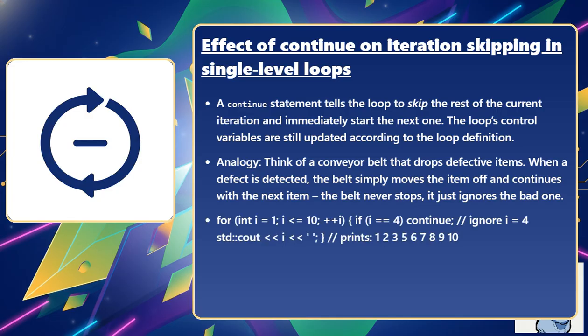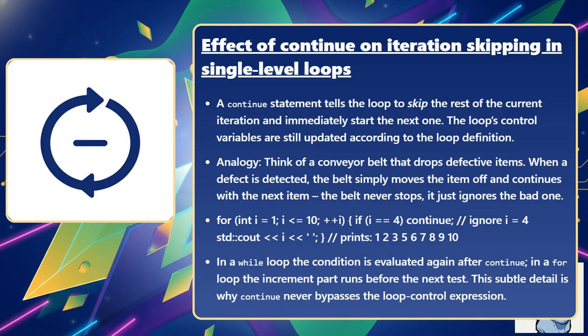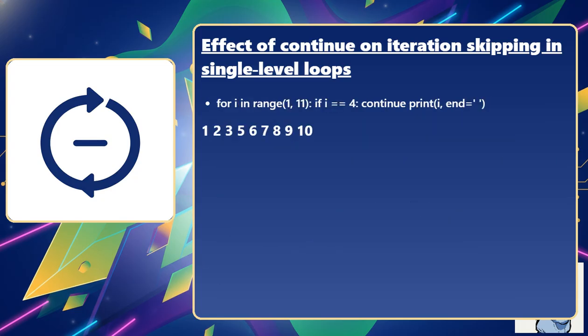for (int i = 1; i <= 10; i++) { if (i == 4) continue; // ignore i equals 4. count i } prints 1 2 3 5 6 7 8 9 10. In a while loop, the condition is evaluated again after continue. In a for loop, the increment part runs before the next test. This subtle detail is why continue never bypasses the loop control expression. for i in range(1, 11): if i == 4: continue; print(i, end=' ') # 1 2 3 5 6 7 8 9 10.